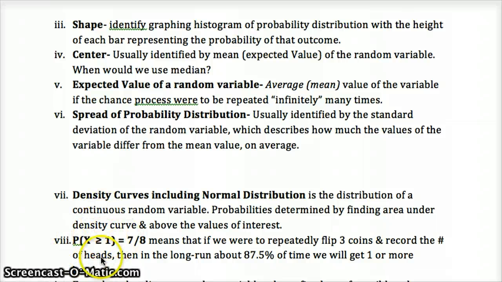Here we have an example. The probability that x is greater than or equal to 1 is 7/8. That means if we were to repeatedly flip a coin, let's say the event is flipping 3 coins and recording the number of heads, in the long run about 87.5% of the time we'll get one or more heads. We'd rarely not get any heads.